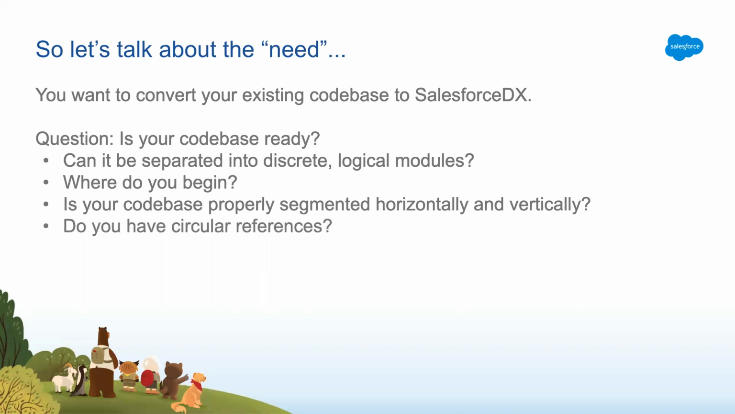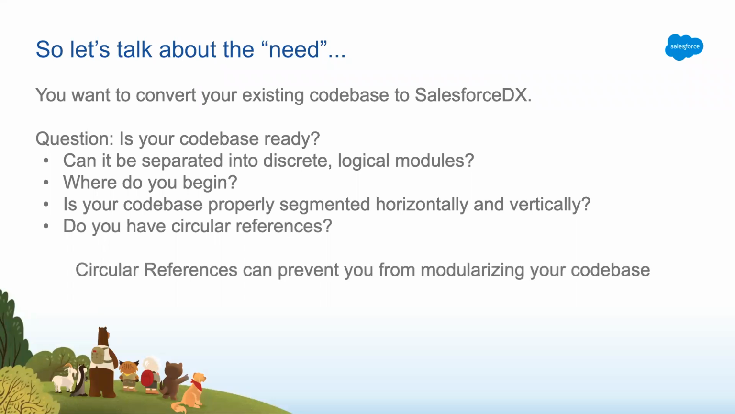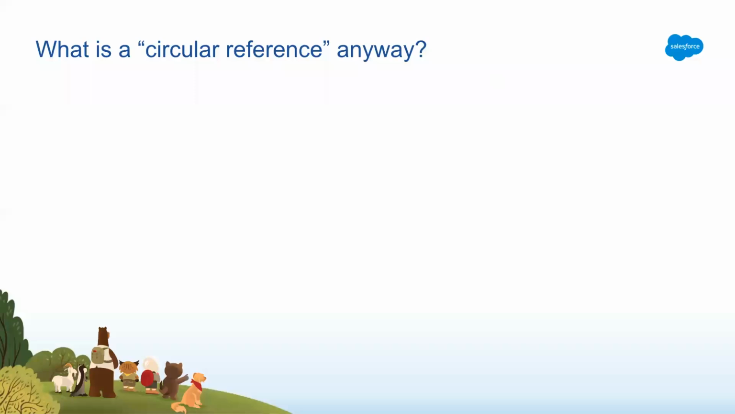So the next one. The last thing that we're going to find is circular references. Circular references, in my opinion, are going to be the biggest thing that will prevent you from moving into DX, and especially unlocked packages or second generation packages. So we're going to talk about this.